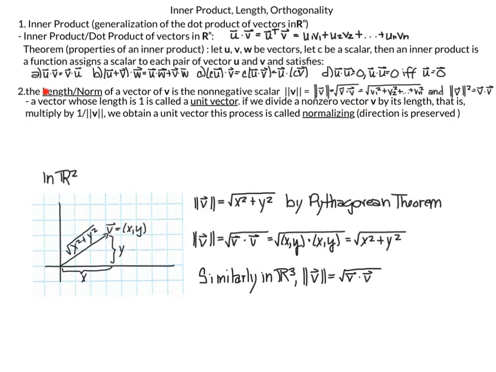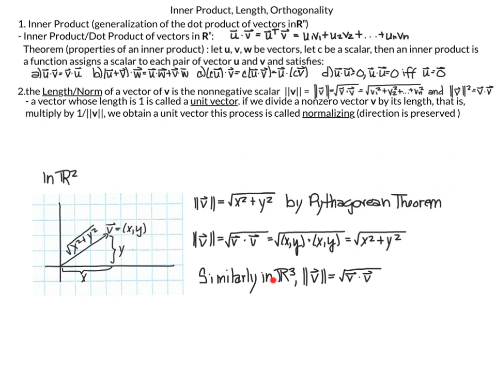So the first thing we just want to look at, again, is the length. If we look in R2, so if we have a vector here that's x units along the x-axis and y units along the y-axis, by the Pythagorean theorem the length of this vector is going to be the square root of x squared plus y squared. So the length of v is equal to the square root of x squared plus y squared, and that's exactly equal to our magnitude of v defined over here as the square root of v dot v, which is equal to (x, y) dot (x, y), so it's x squared plus y squared.